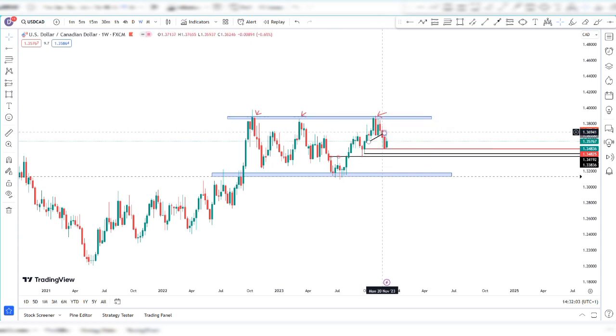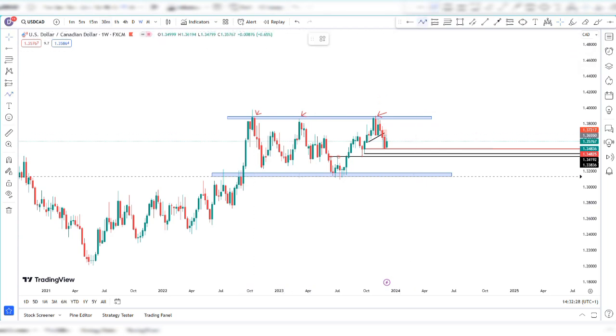and then gradually bounced to the downside. And in the past week, price has bounced from a support level just around the 1.348 area to the upside, forming this bullish candle, although not a very strong bullish candle. And that's what we're seeing.